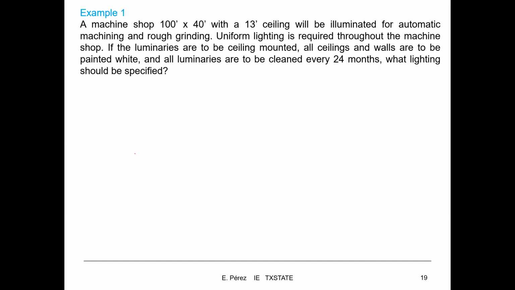So let's look at one example. In this example, we have a machine shop, 100 feet by 40 feet with a 13 feet ceiling, that will be illuminated for automatic machining and rough grinding. Uniform lighting is required throughout the machine shop. If the luminaires are to be ceiling mounted, all ceilings and walls are to be painted white, and all luminaires are to be cleaned every 24 months, what lighting should be specified? So let's look at this problem.